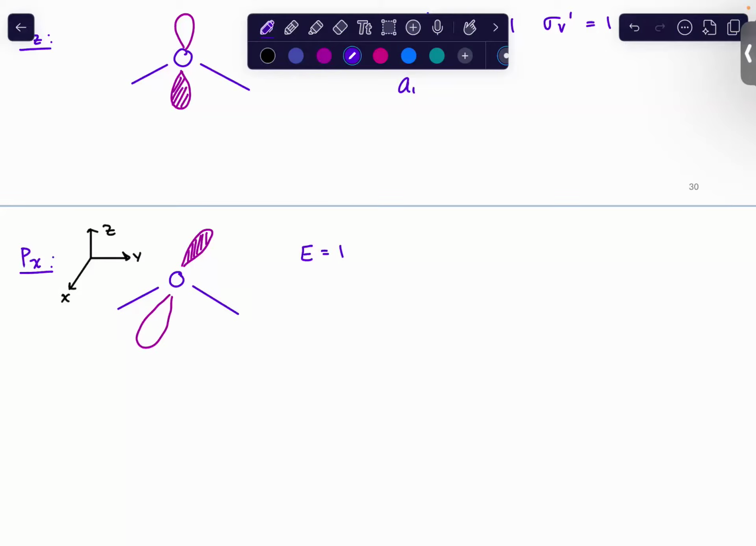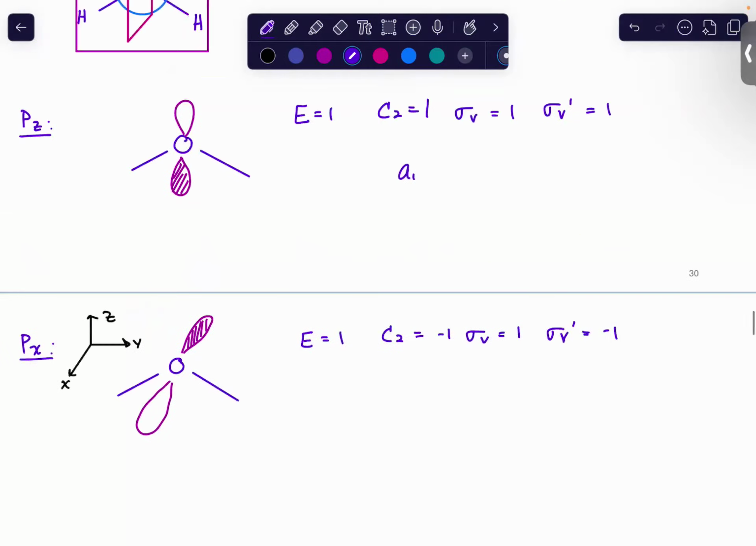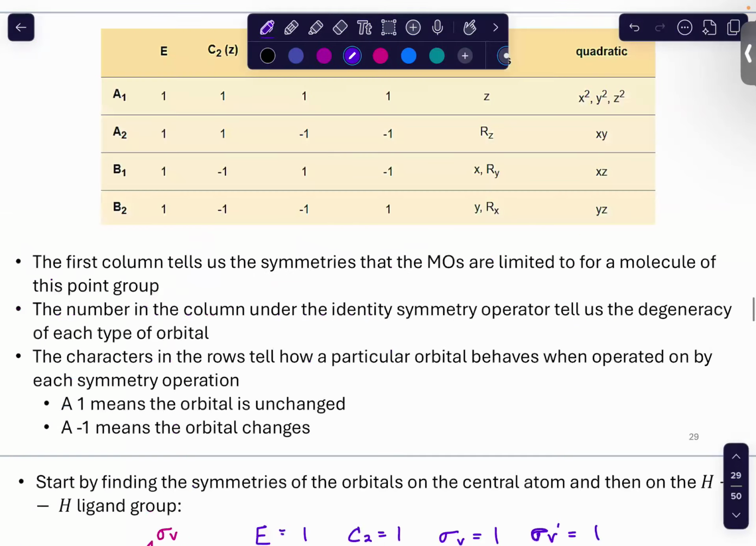E, of course, is going to give us a 1. C2, what is it going to give us? A -1. Because you see that C2 is going to flip the phases. The sigma V is going to go right down that orbital, so that would be a 1. Sigma V prime will give us a -1, because sigma V prime will flip those. So if we have 1, -1, 1, -1, that's going to give us a B1 symmetry.